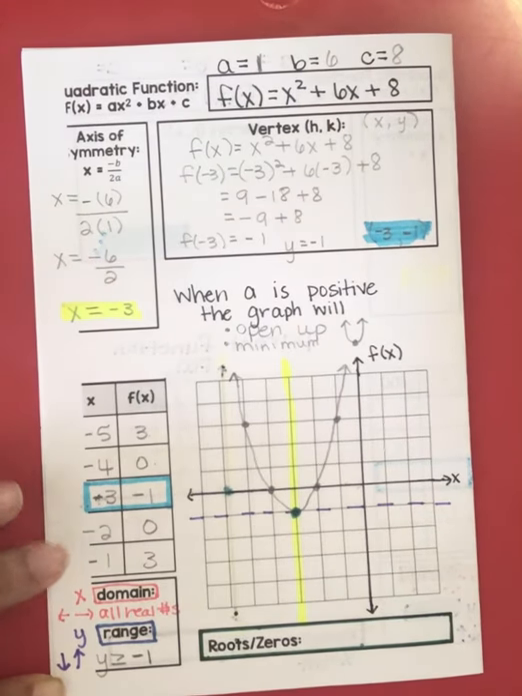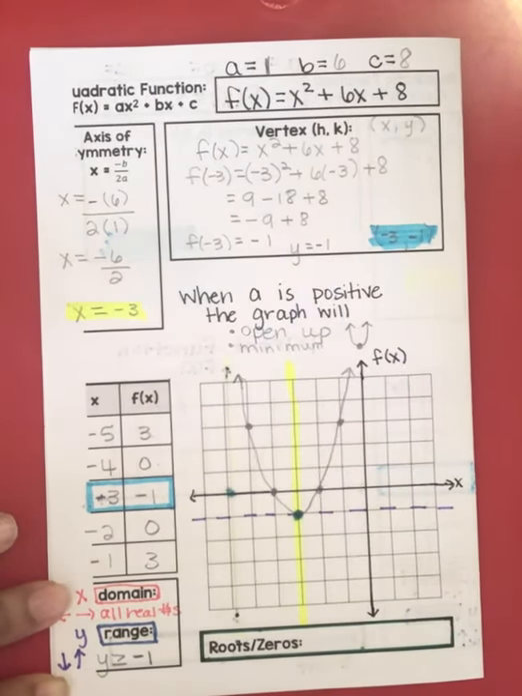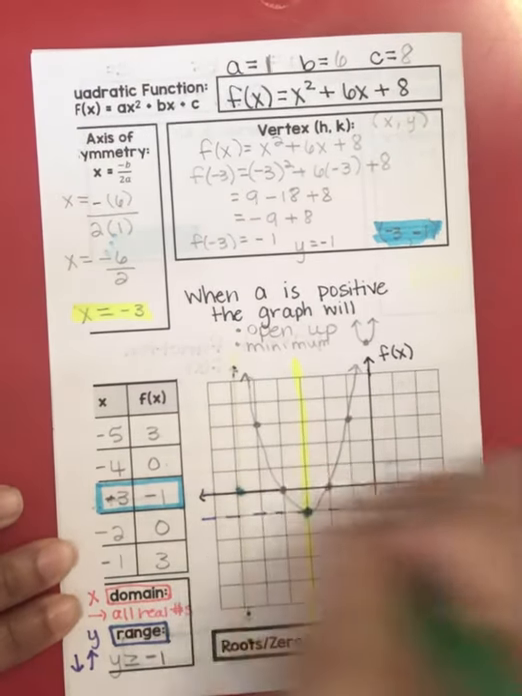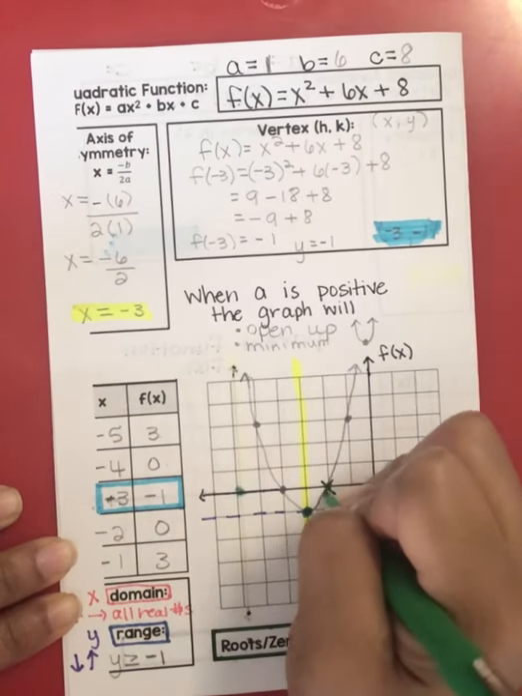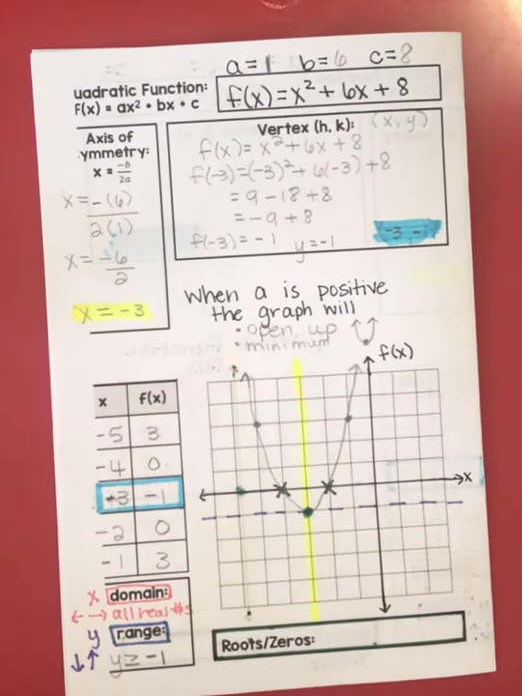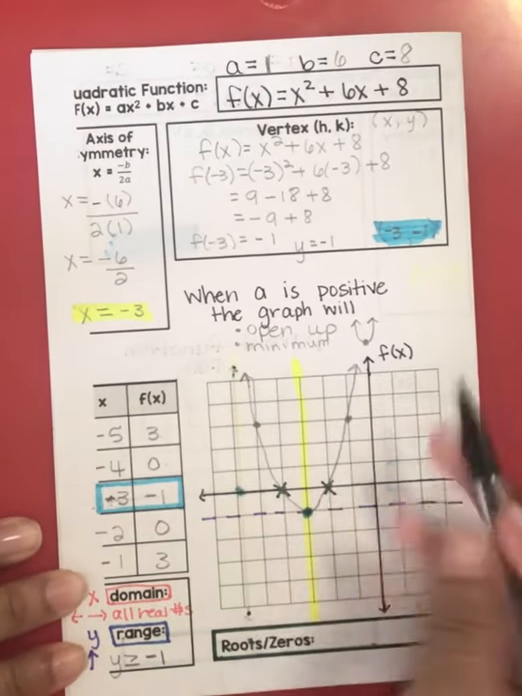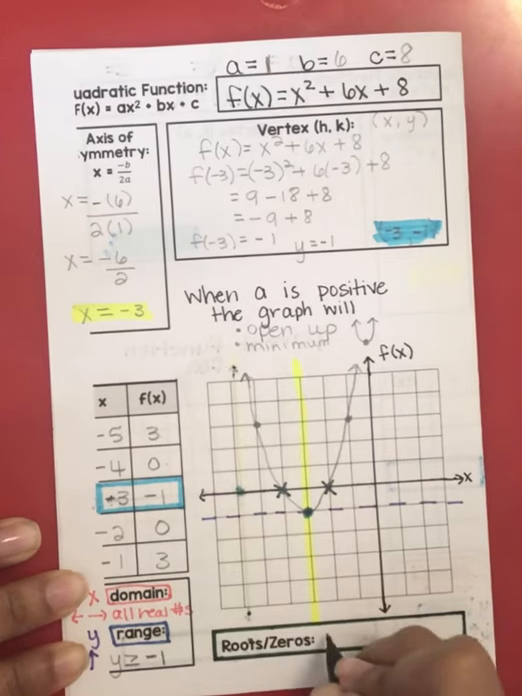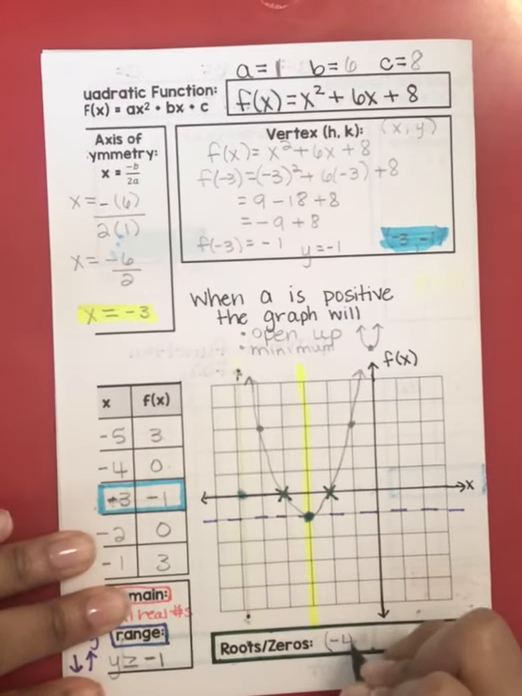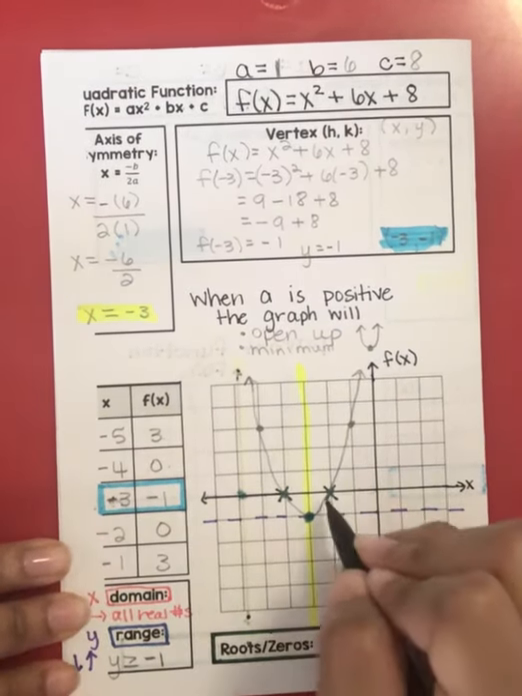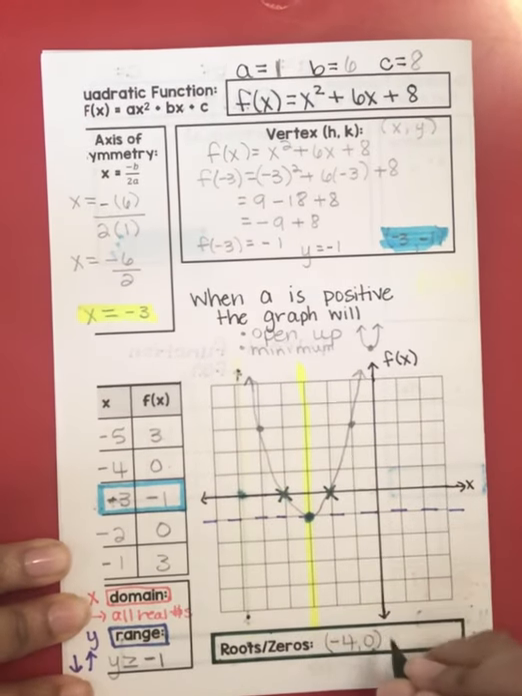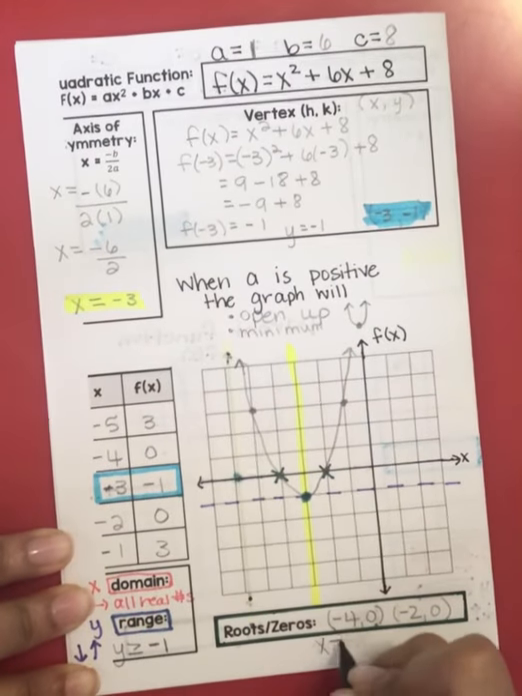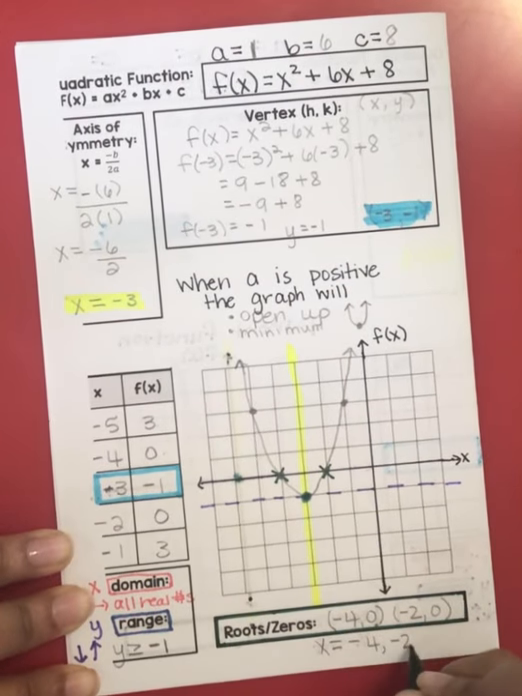All right, I know my roots and my zeros cross the graph at the x-axis. So this is my x-axis, and it crosses it here and here. What are those solutions? It crosses the x-axis at negative 4, 0. And it crosses the x-axis at negative 2, 0. Or you might see it just as x is equal to negative 4 and negative 2.